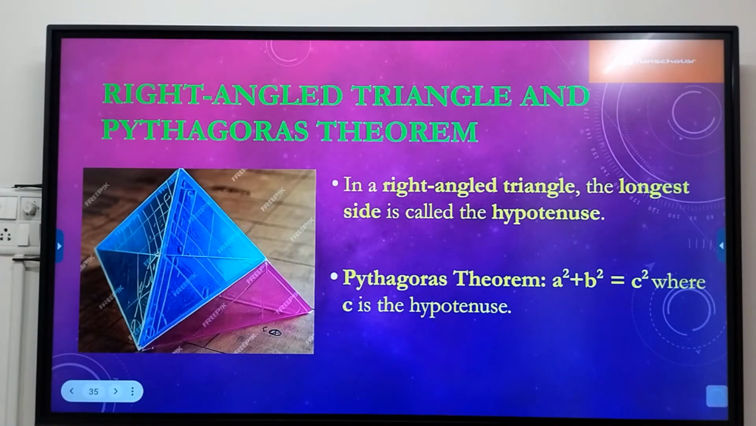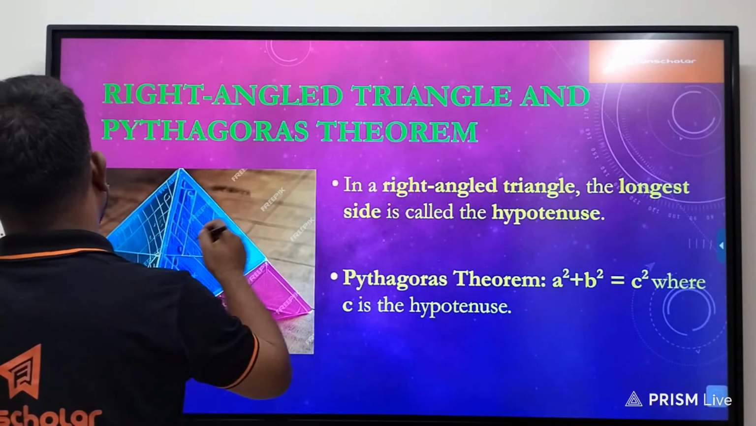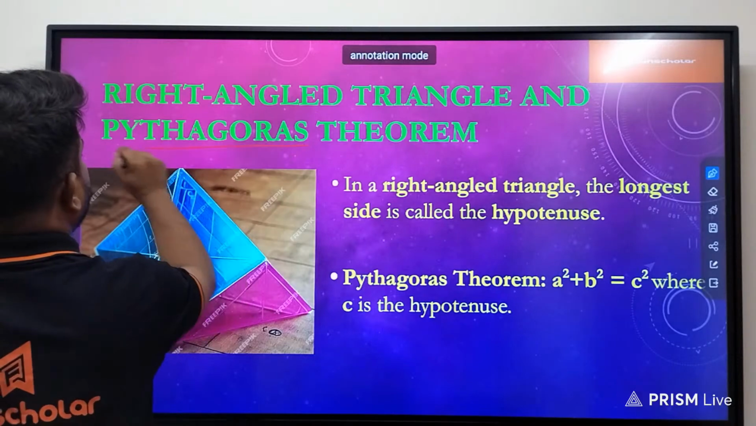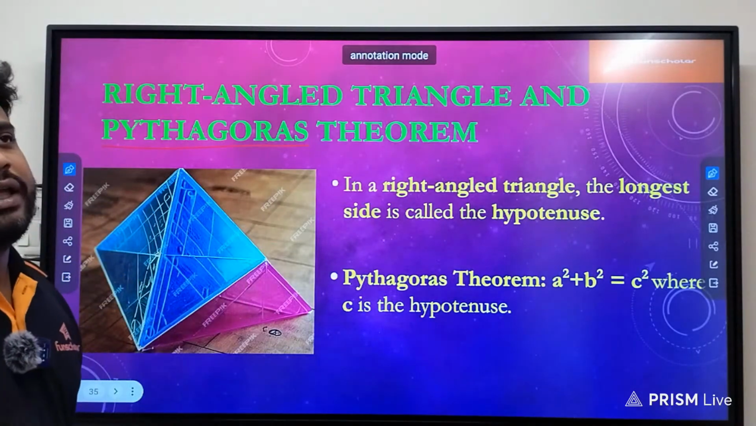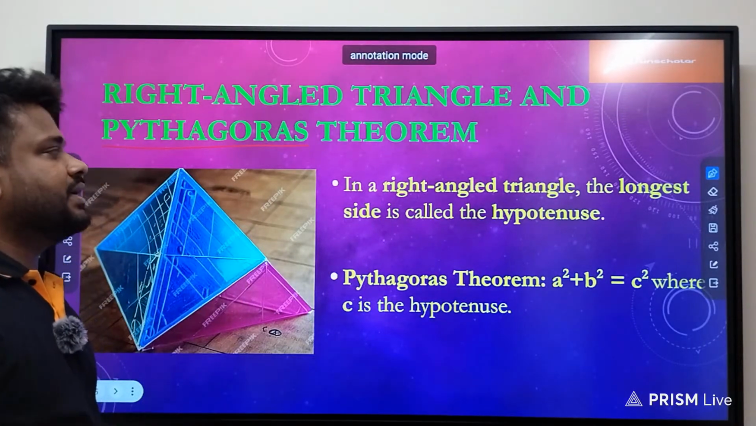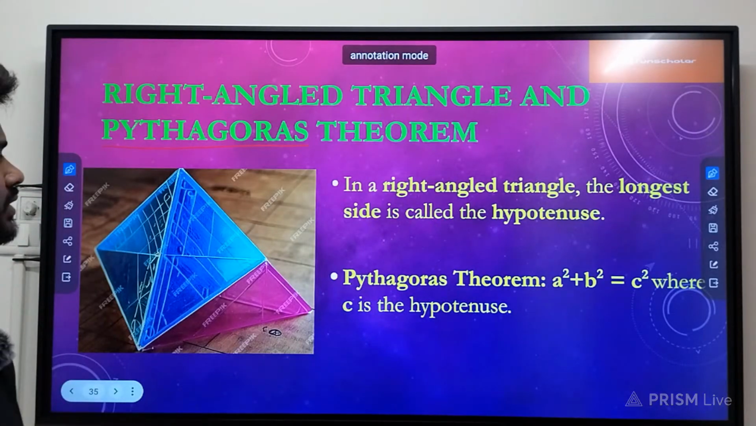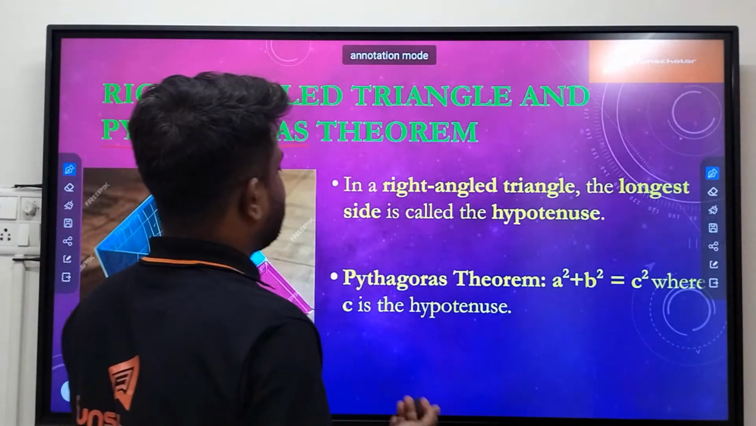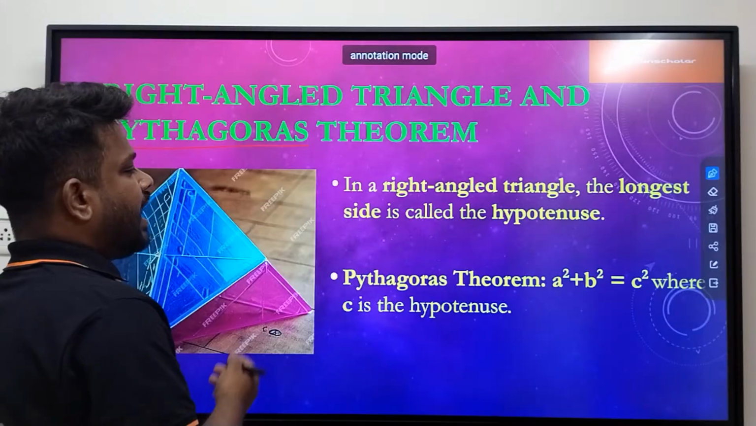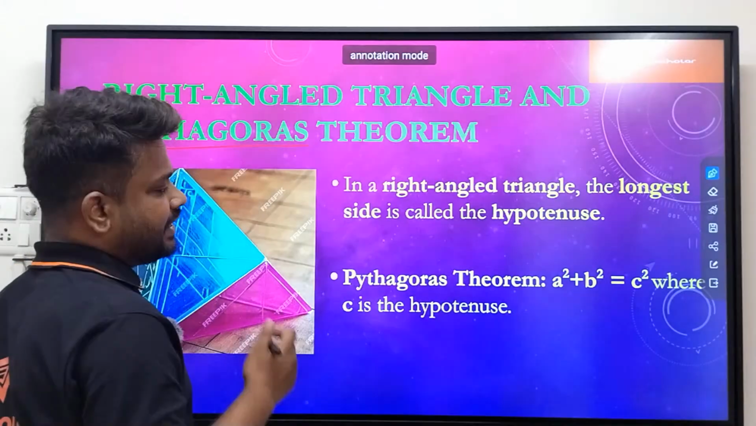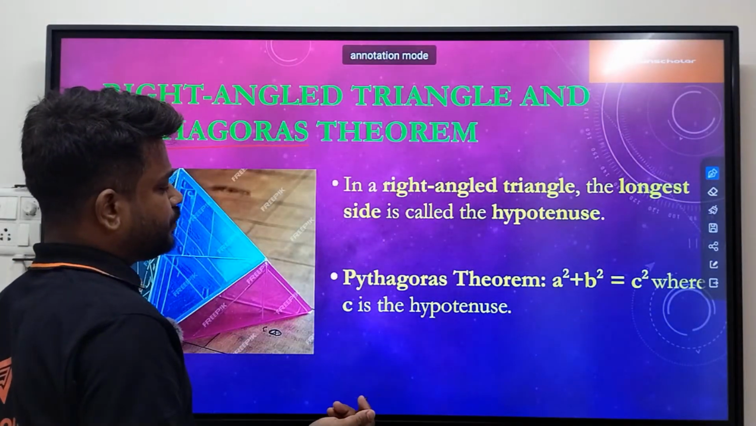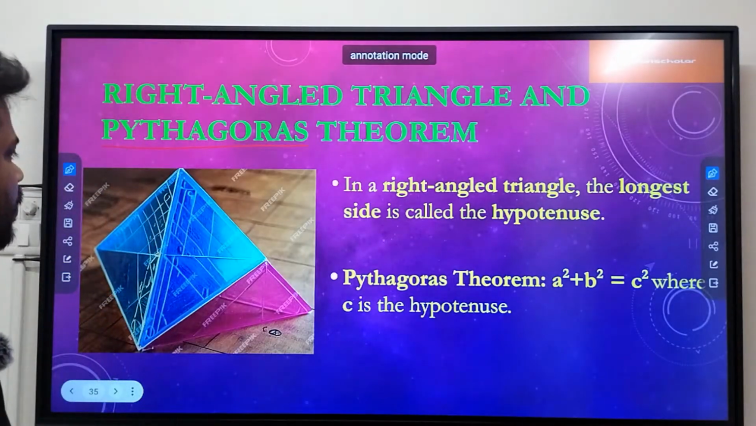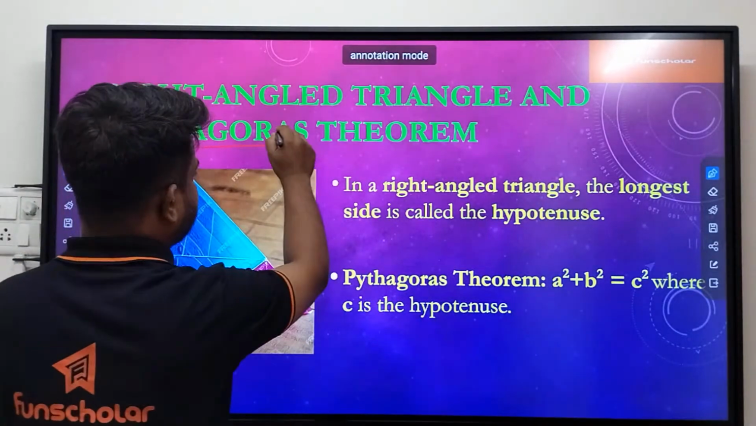Okay, that is the right angle triangle and Pythagoras theorem. Yes, this one is very important, and you may know the name of the famous Greek mathematician or scientist, Pythagoras. The theorem of Pythagoras says that in a right angle triangle, the longest side is called the hypotenuse, and the Pythagoras theorem tells that a square plus b square is equal to c square, where c is the hypotenuse. Let's explain it a little bit.